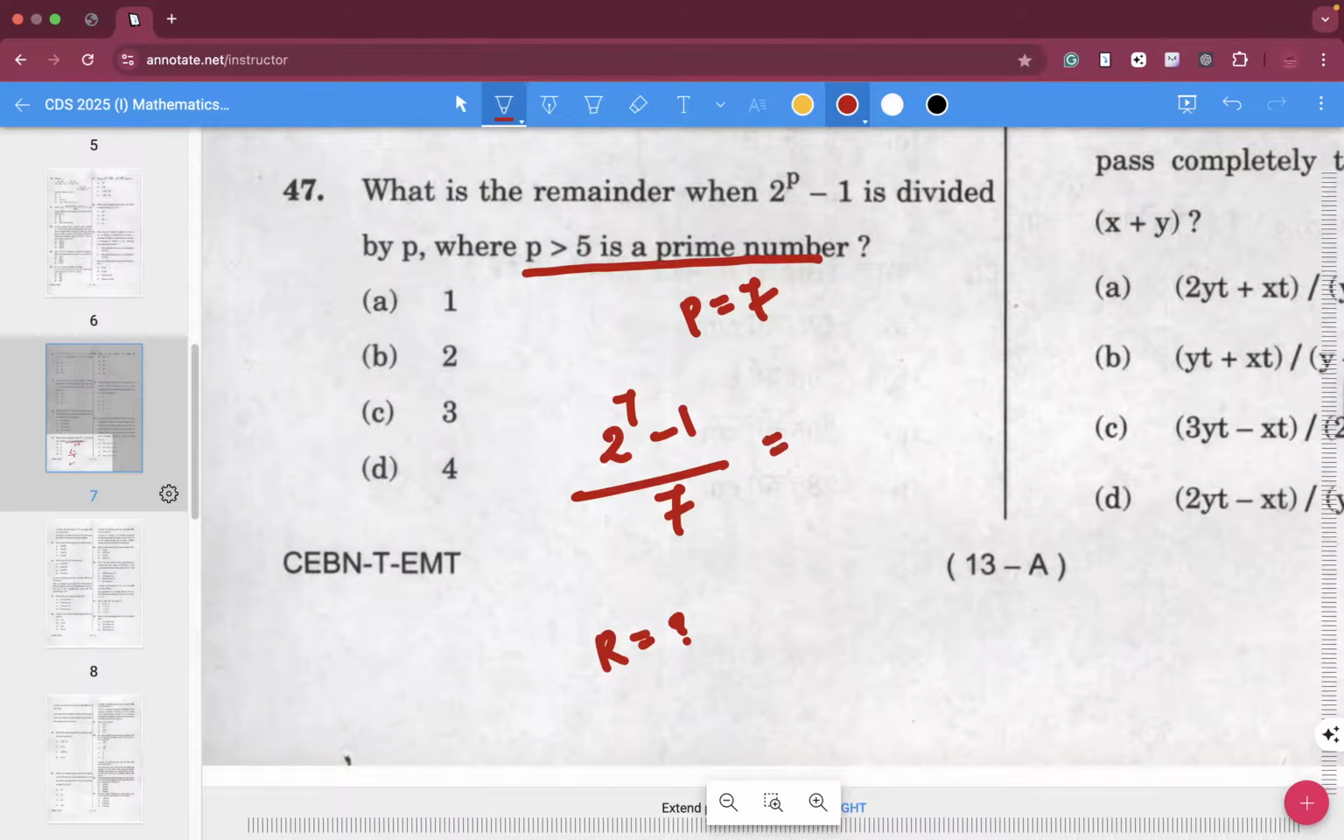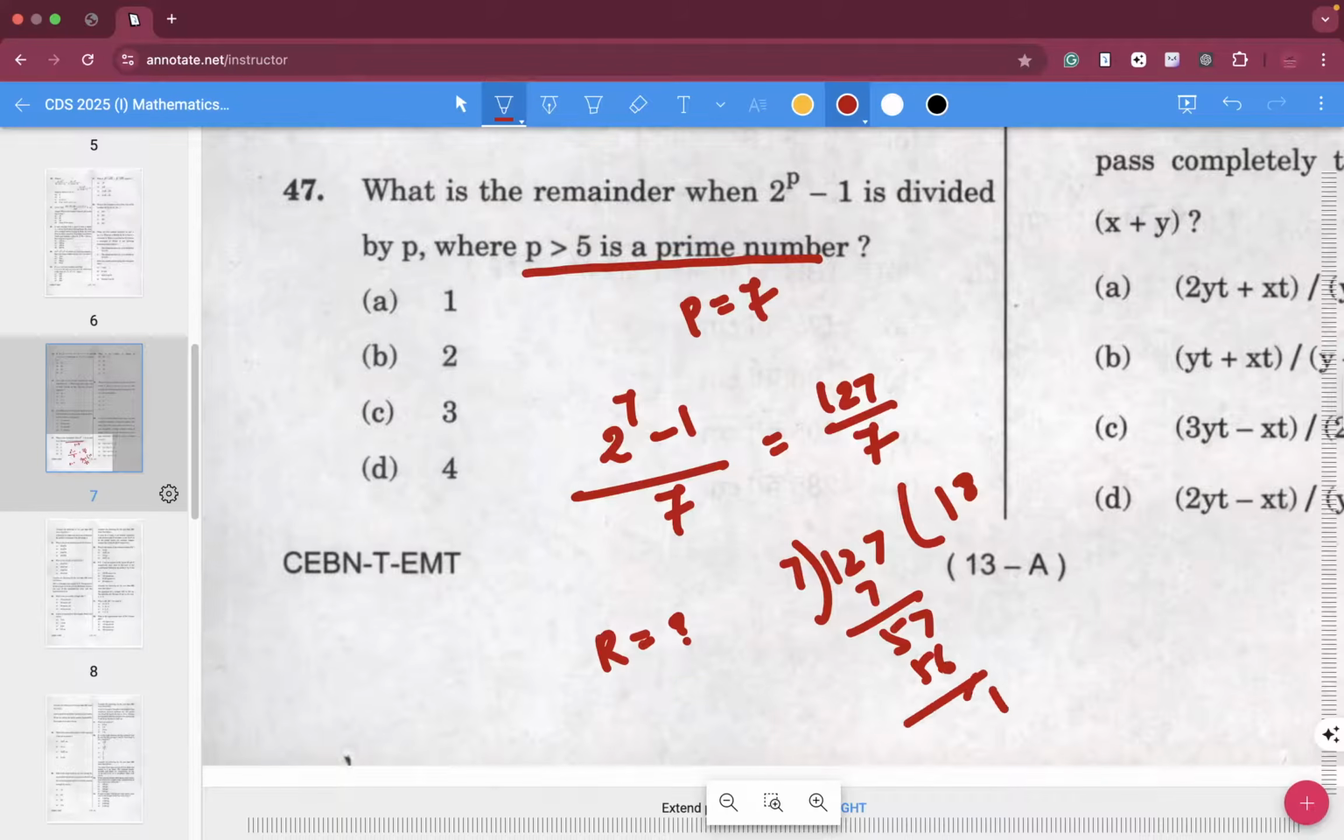2 raised to the power 7 is how much? 128. 128 minus 1 is 127. 127 divided by 7, so what is the remainder over here? 7 times 1, 7 times 8 is 56, and so on. What is the remainder, folks? The remainder over here is 1. So that is going to be true for all the cases.